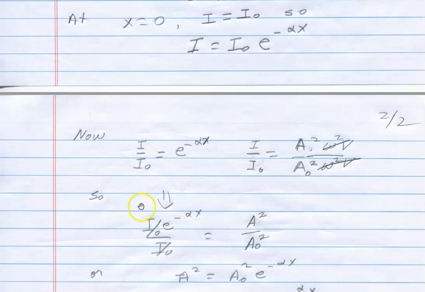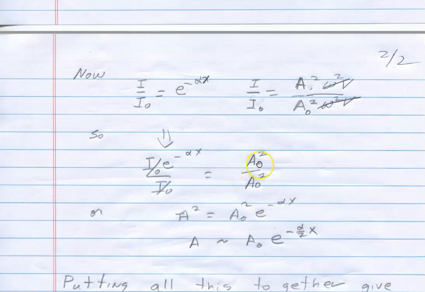I over I naught, well, I is I naught e to the minus alpha x, so that's here, and I naught is just I naught, so the I naughts will cancel, and I get e to the minus alpha x on this side. And over here I get A squared over A naught squared. The amplitude squared going out over the amplitude squared going in has to be in that same ratio from equating these two expressions.